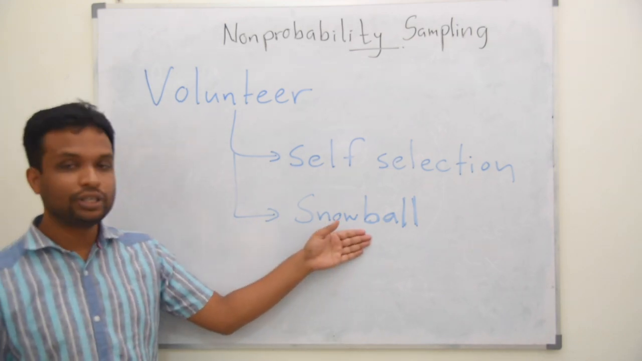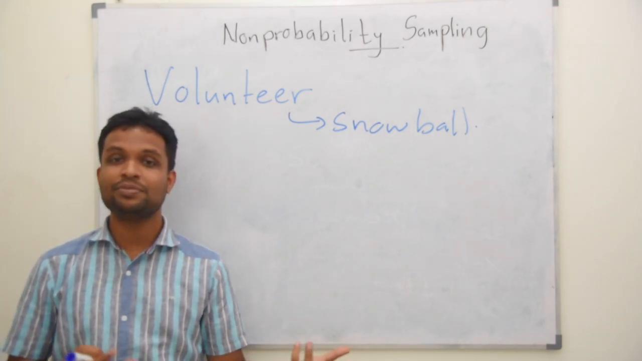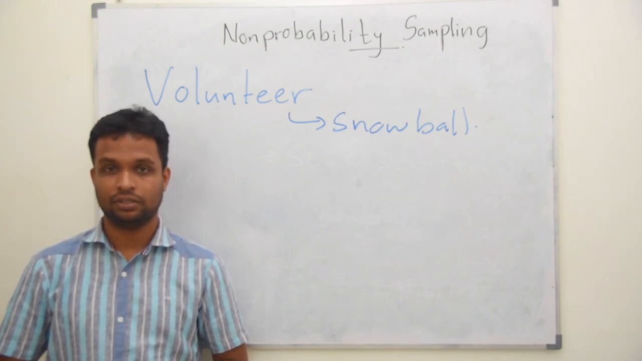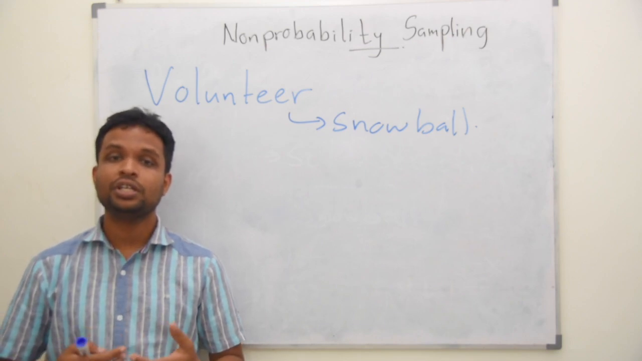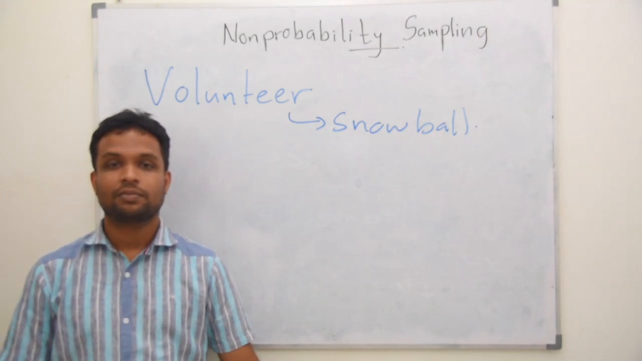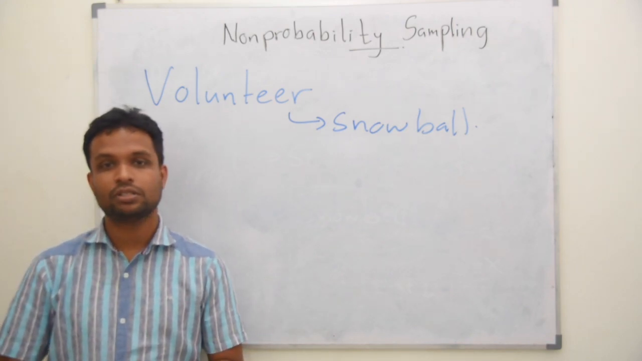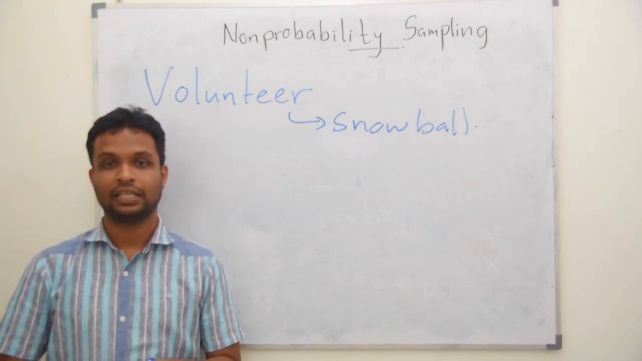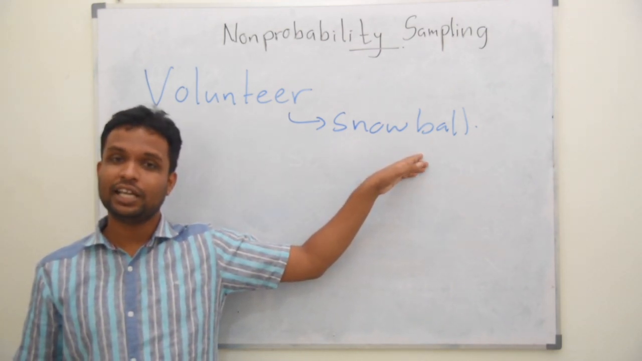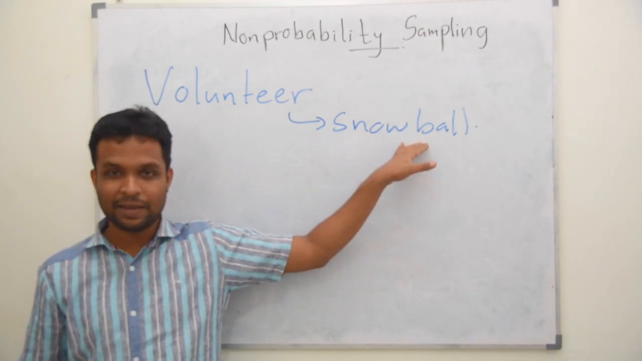So what is the snowball technique? As I mentioned earlier, if you are finding out the problems associated with your canteen or cafeteria, self-selection is good. But if you are doing research on commercial sex workers, can you ask, please come, who are the commercial sex workers? Please come and tell me your problems. It will not happen. In such a case, you have to use the snowball technique.